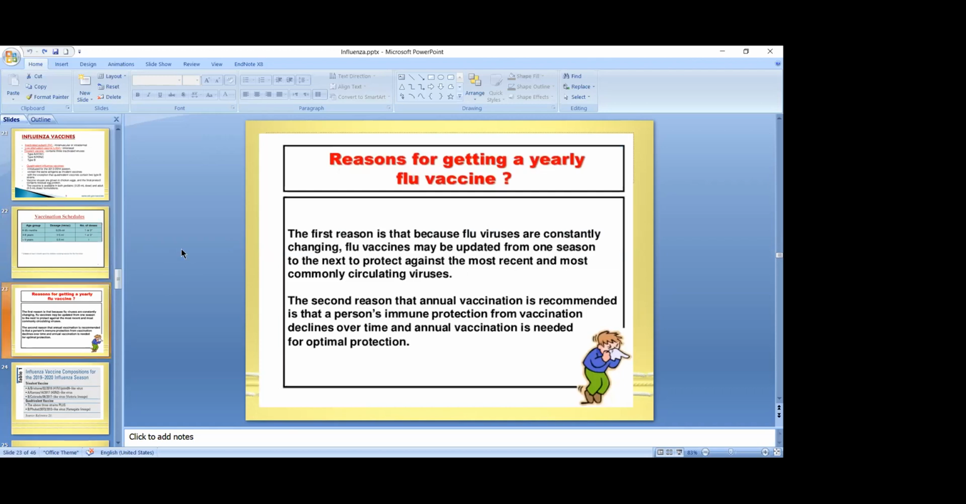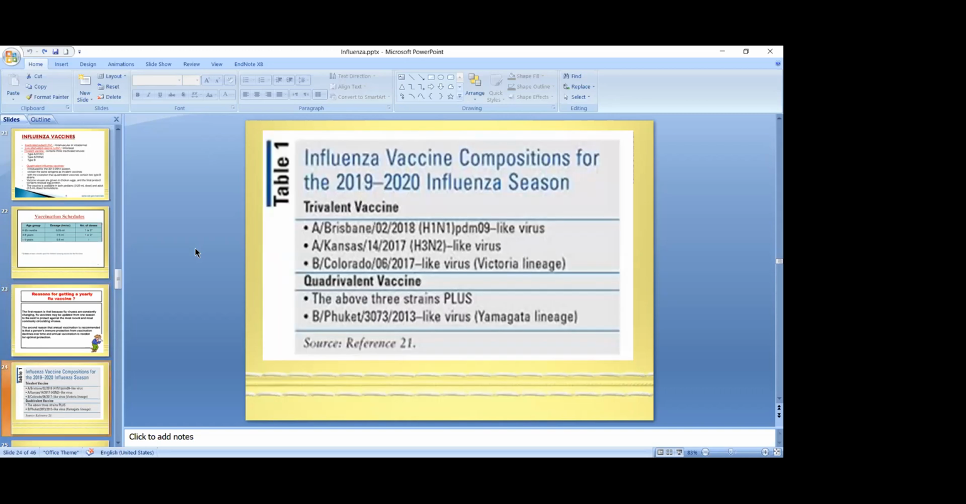What are the reasons for getting a yearly flu vaccine? The first reason is that because flu viruses are constantly changing, the flu vaccine may be updated from one season to the next to protect against the most recent and most commonly circulating viruses. The second reason that annual vaccination is recommended is that a person's immune protection from vaccination declines over time, and annual vaccination is needed for optimal protection. This is the composition of the vaccine used from 2019 to 2020. So you can see that there is a 1 year production of influenza vaccine, and in the next year, the composition of the vaccine is changed according to the strain of the virus.